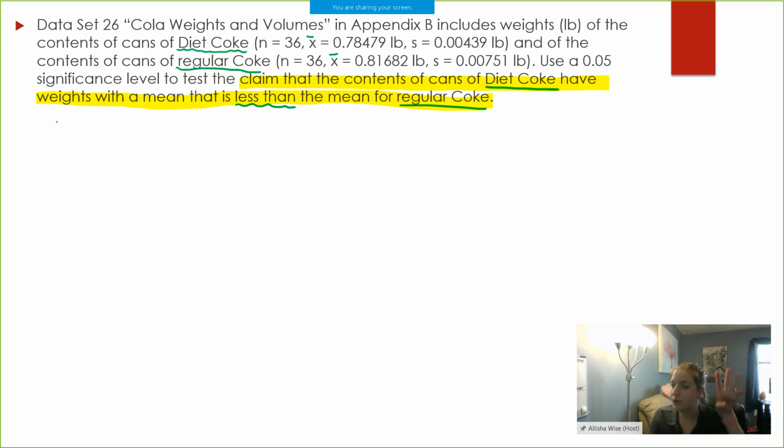So steps 1 through 3 are to create the null hypothesis and the alternative hypothesis. Again, we start with mu1 and mu2. Now in the null hypothesis, what symbol do I put between these mu's?